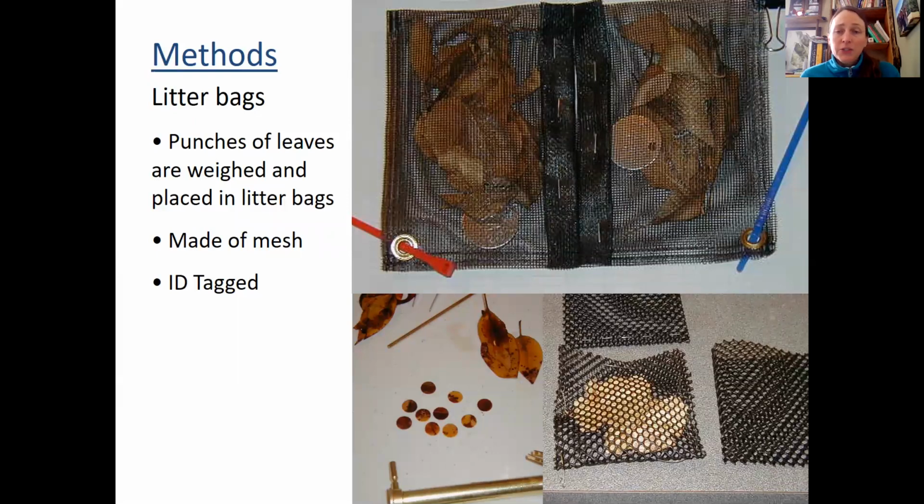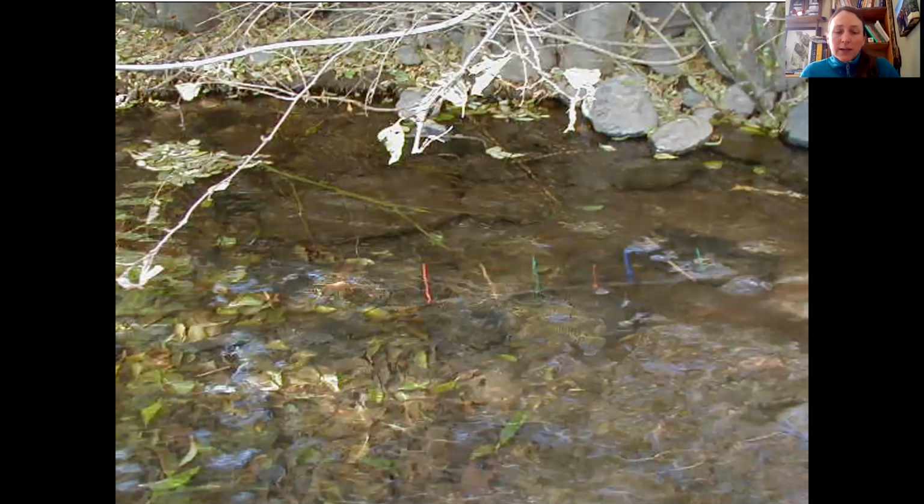Sometimes you take punches of leaves if you want to maintain the same surface area, and then you can see little ID tags in there, and these color-coded cable ties. The color-coded cable ties are really helpful when you're going back to the stream to collect your different harvests, because you can tell which litter bag is meant to come out at which point in time.